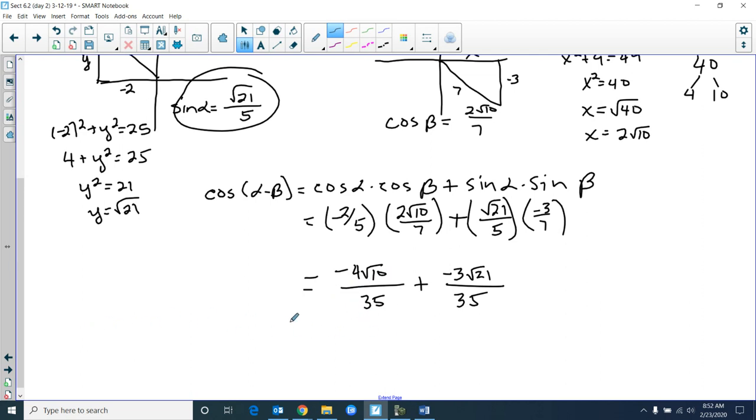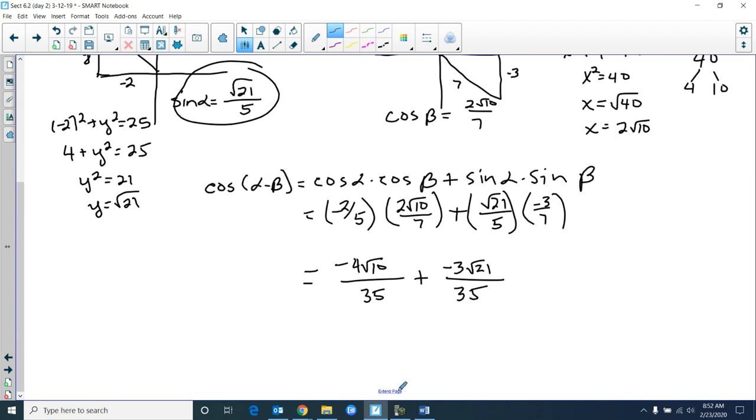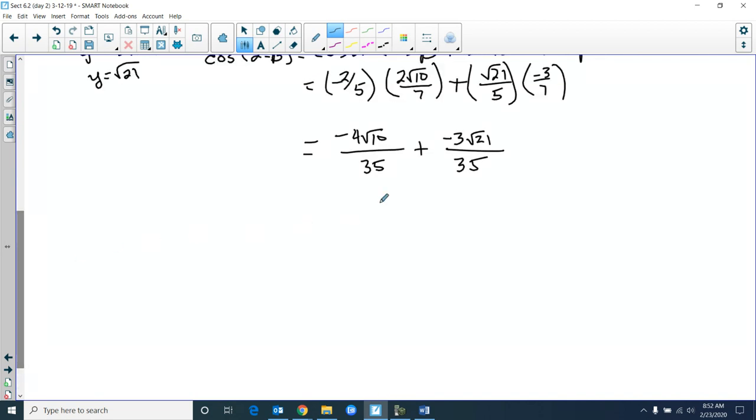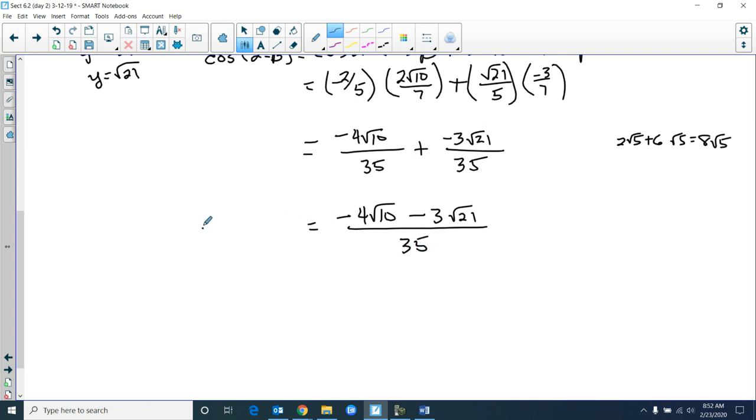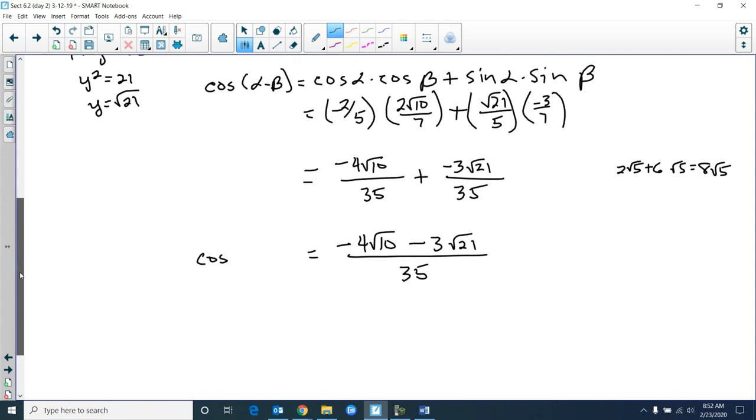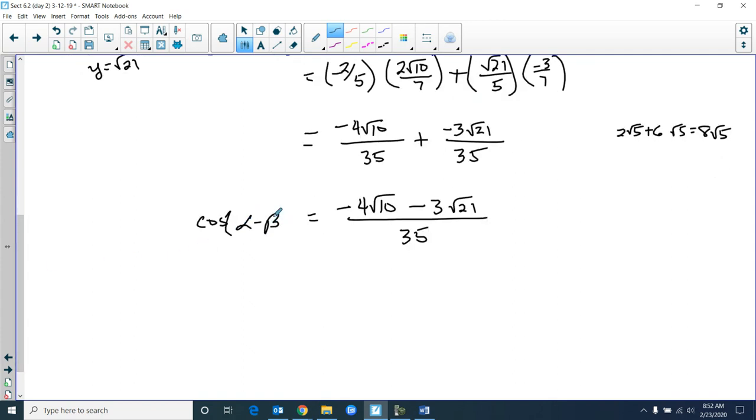Now, all we can do at this point is write it as a single fraction. You cannot combine these. They would have to have the same radicand. Remember, you can only add 2 square root of 5 plus 6 square root of 5. That's 8 square root of 5. They have to have the same insides. They do not have the same insides. We can't add them. All I can do is make that negative 4 square root of 10 minus 3 square root of 21 all over 35. And that is cosine of alpha minus beta.